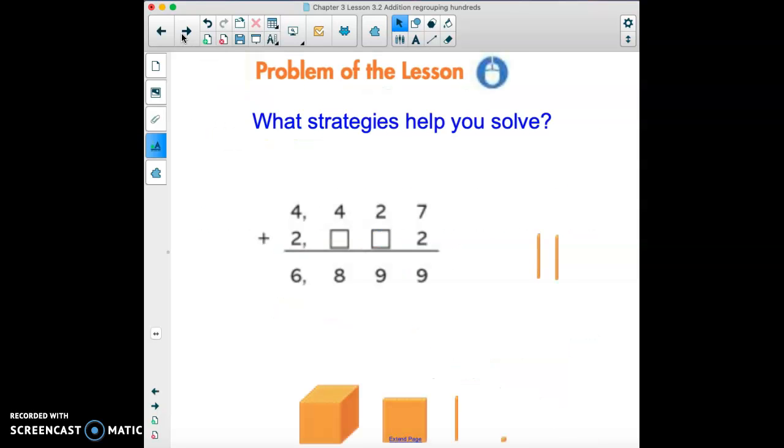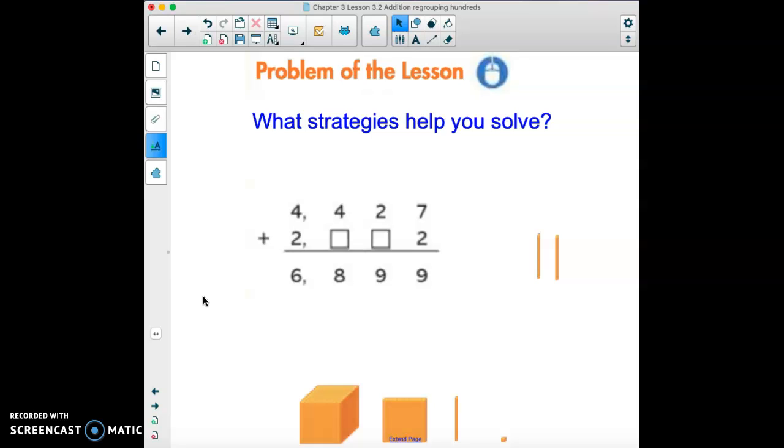So let's take a look at this problem of the lesson to get your brain juices all warmed up and going. Take a look at this. What strategies would help you solve? Is this a time when you're going to decompose or use place value? Will the algorithm help you?